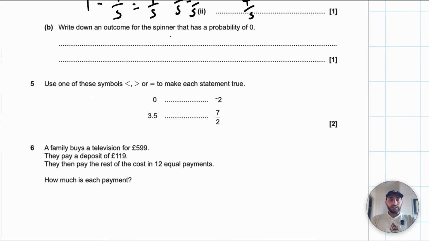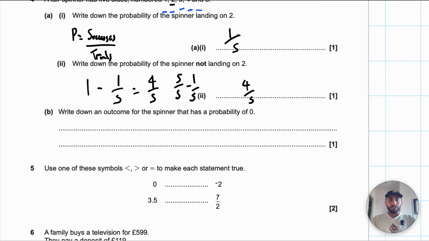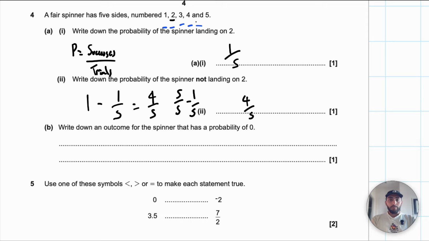Part B. Write down an outcome for the spinner that has a probability of 0. What could the spinner land on that would be impossible? So because there's no 6, I'm just going to write down it could land on 6. You could have 0, or any number that isn't 1, 2, 3, 4, or 5.